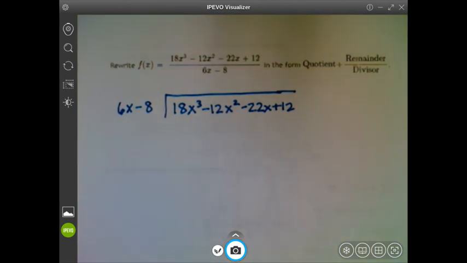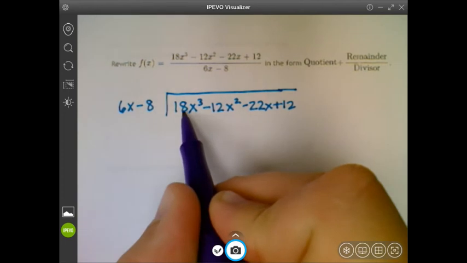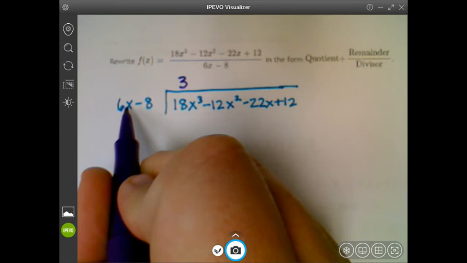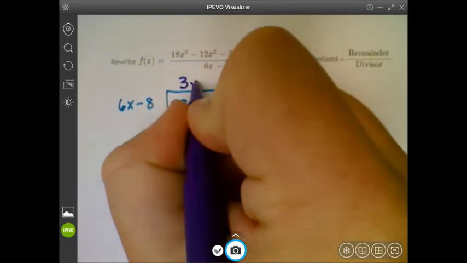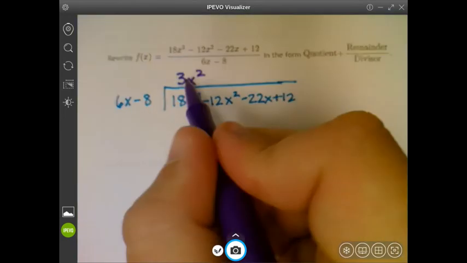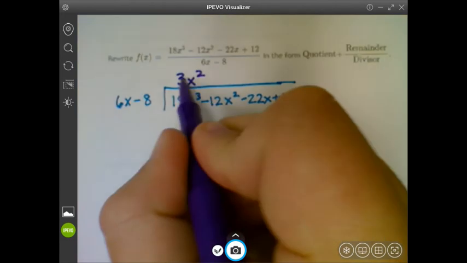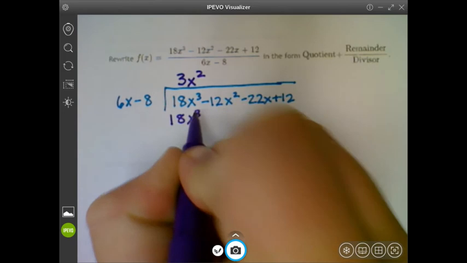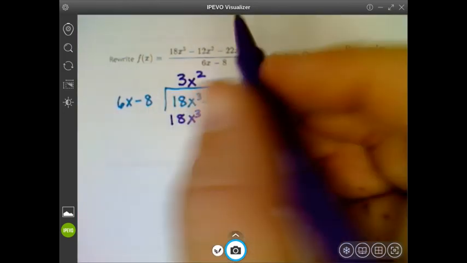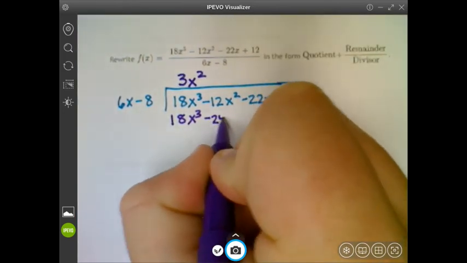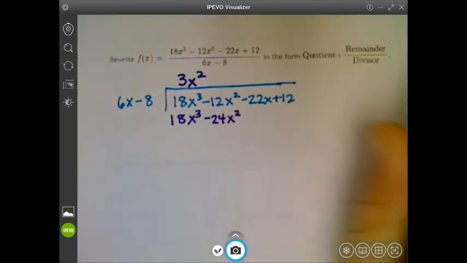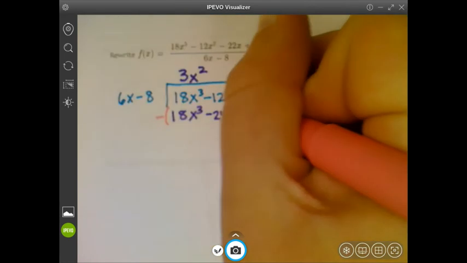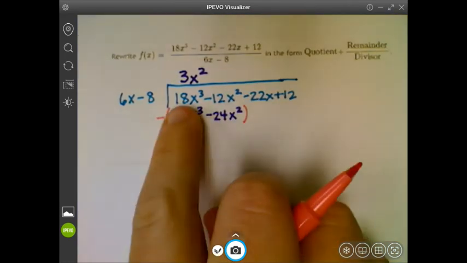All right, so here we go. 6x times what is 18x cubed? Well, 6 times 3 is 18, and x times x squared is x cubed. And then you're going to multiply this by both. So 3x squared times 6x, that should match this 18x cubed. And then 3 times negative 8, that's negative 24x squared. And remember, you are going to subtract this from your polynomial here.